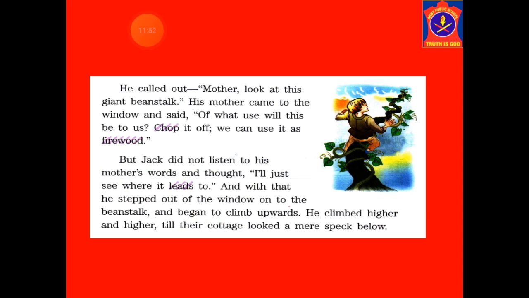Now children, leads to means where it goes. Next is mere. Mere means only. Last is speck. Speck is a small mark or piece. So cottage means small house. Both mother and Jack lived in a small cottage, a small house.